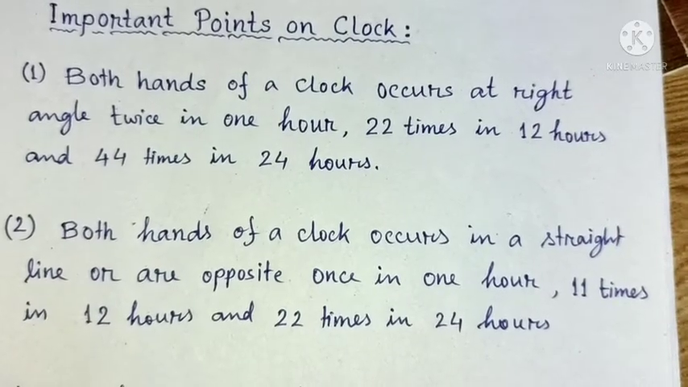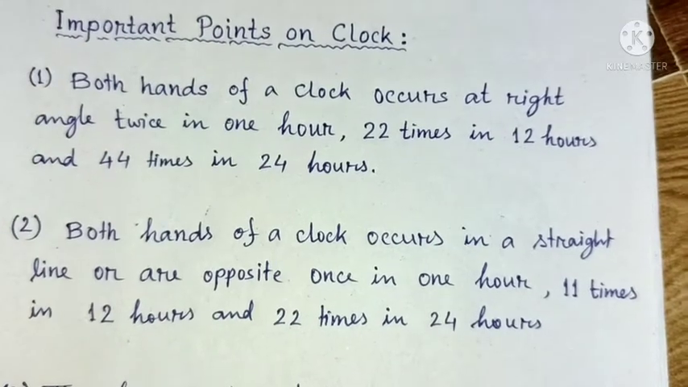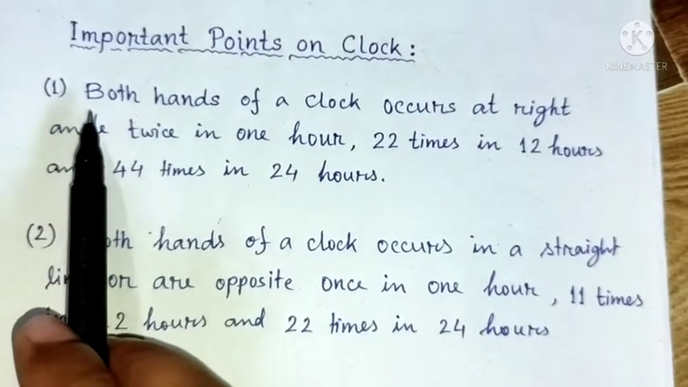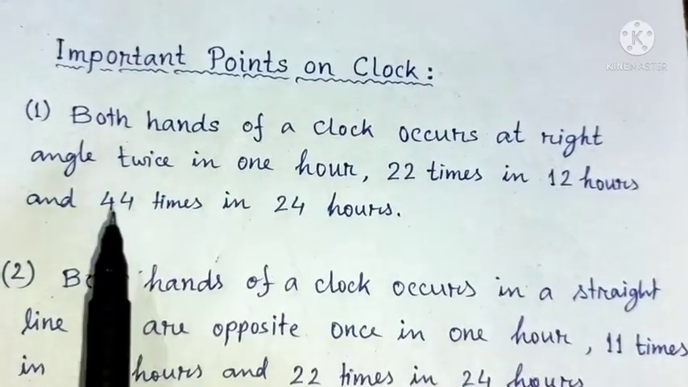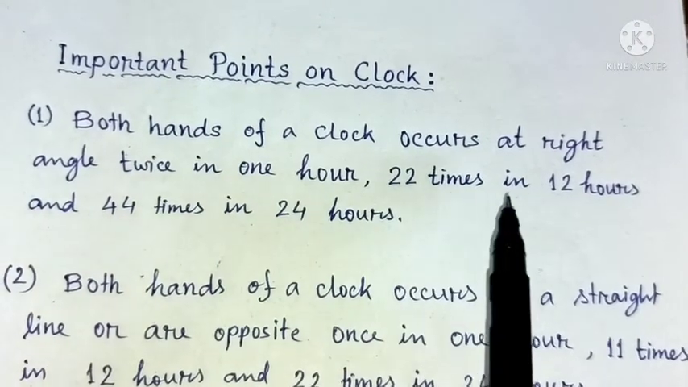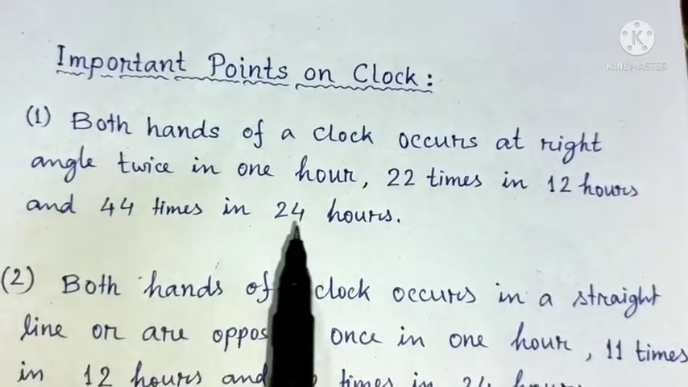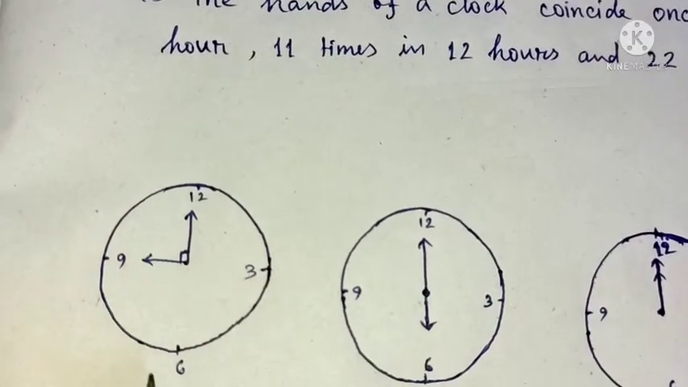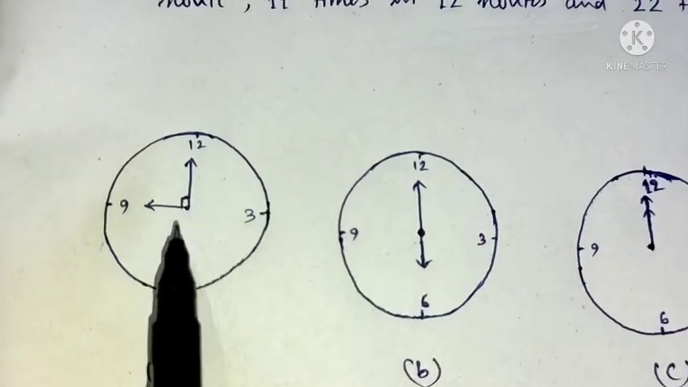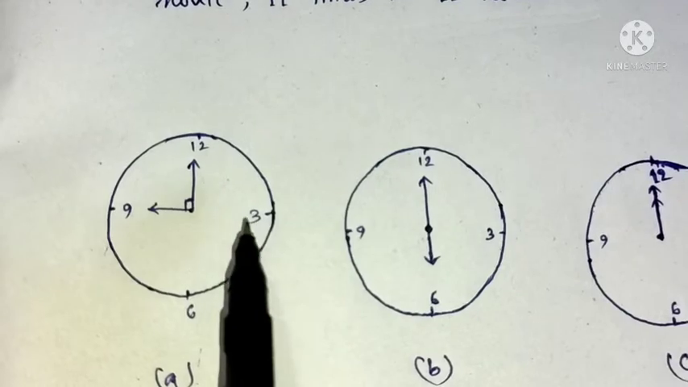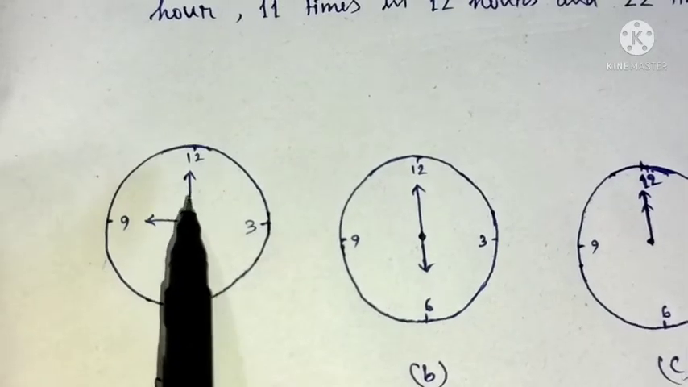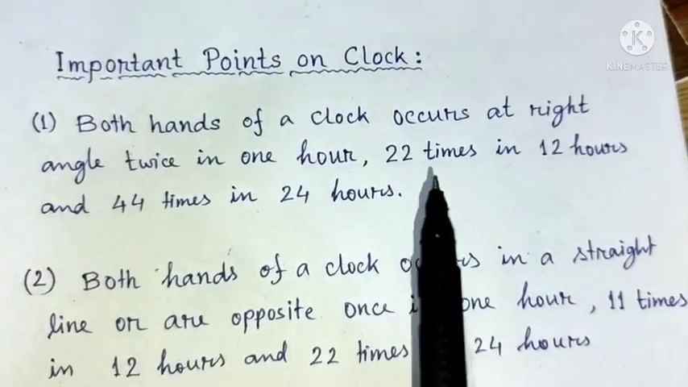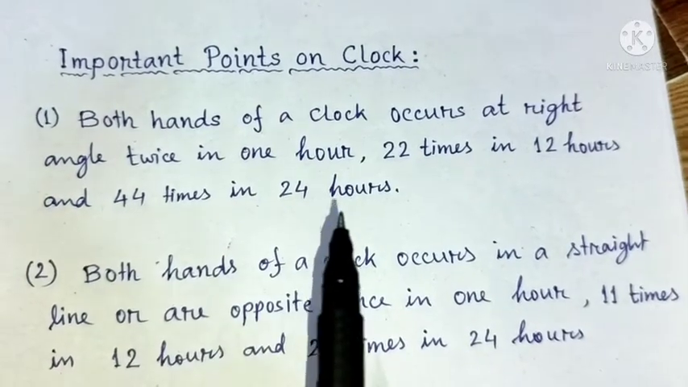Besides the above mentioned points, there are some more important points on clock which are to be remembered. You can see I have given them here. Number 1, both hands of a clock are at right angle twice in 1 hour, 22 times in 12 hours and 44 times in 24 hours. Right angle means, you can see the figure here, this figure A. Suppose 9 o'clock, maybe 3 o'clock also, when the minute hand and hour hand are at 90 degrees, and this occurs 2 times in 1 hour, 22 times in 12 hours and 44 times in 24 hours.